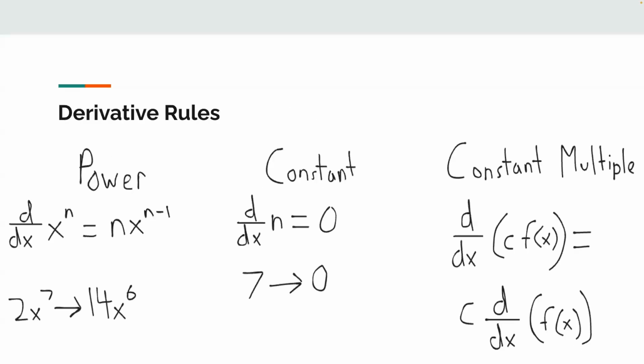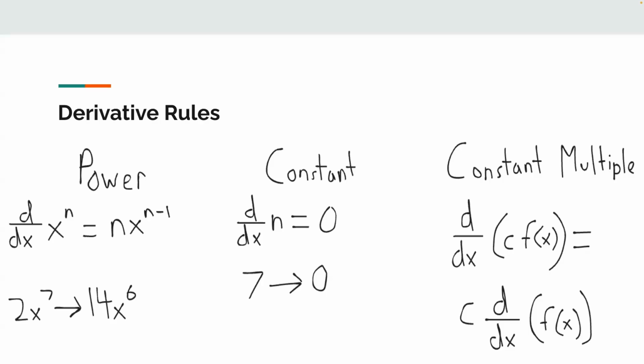And to find the derivative of functions, we use some rules. So here are some common rules. First is the power rule. The derivative of x to the power of n, you'll just bring the n down and have the exponent be n minus 1. Here's an example of that. 2x to the 7 turns into 14x to the 6. We bring the 7 down, multiply it by 2, 14, and then we do x to the 6.